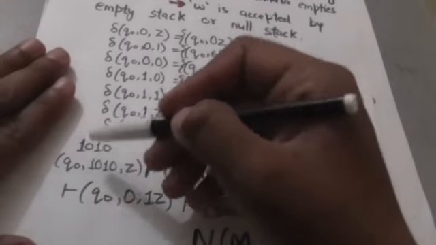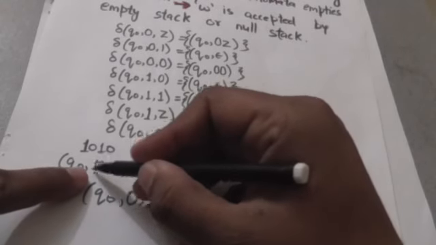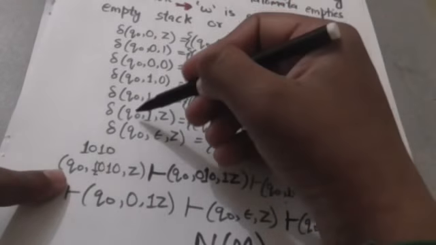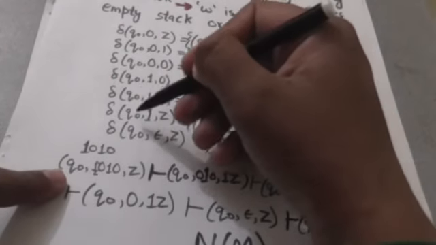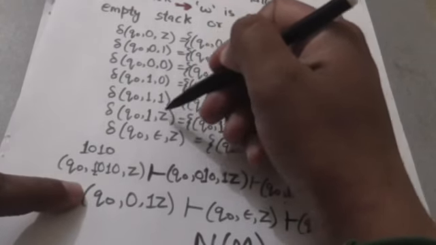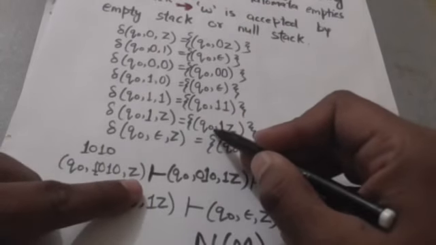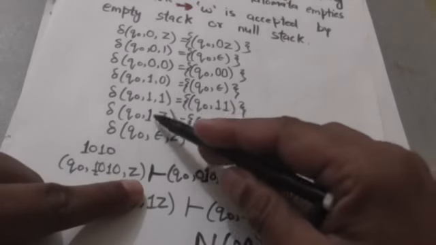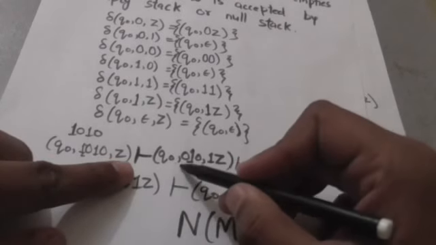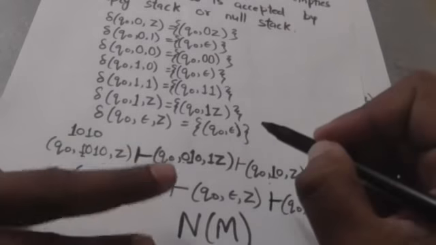So first of all, Pushdown Automata will read this input symbol which is 1. See this transition. When the Pushdown Automata is in state Q0 and it reads 1 and top element of the stack is Z, then it remains in state Q0 and pushes 1 into stack. So it will come in this configuration. Now it will read this 0.